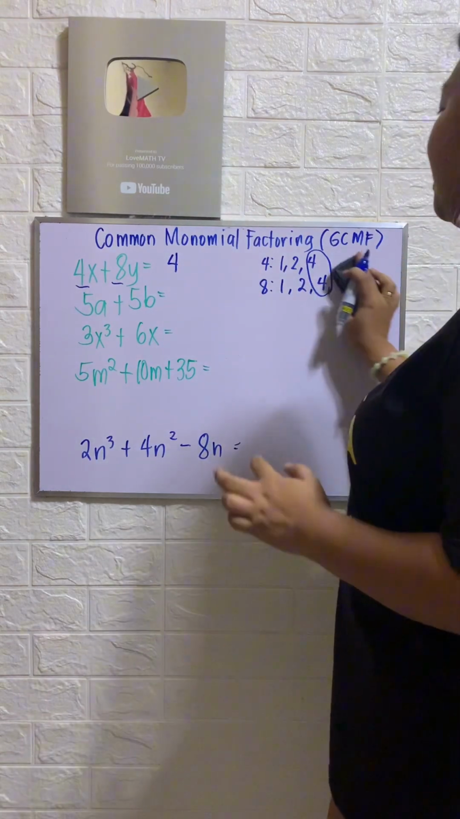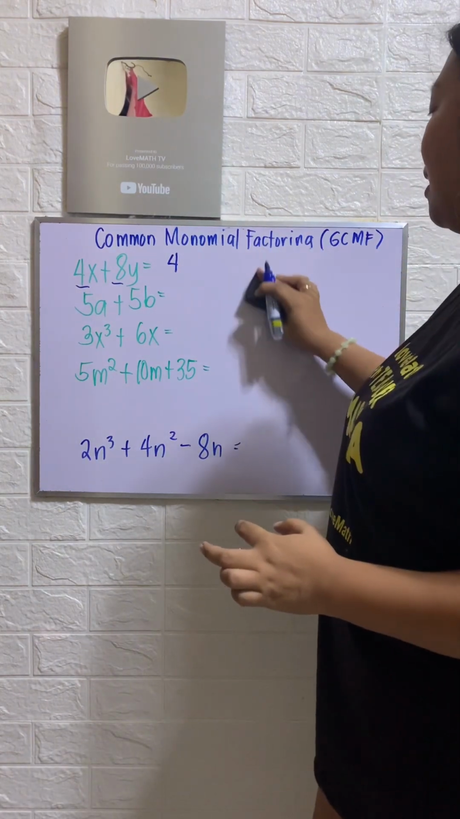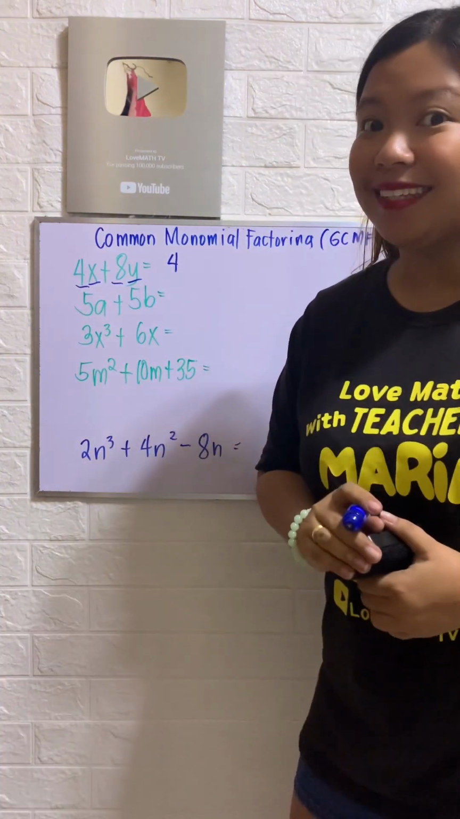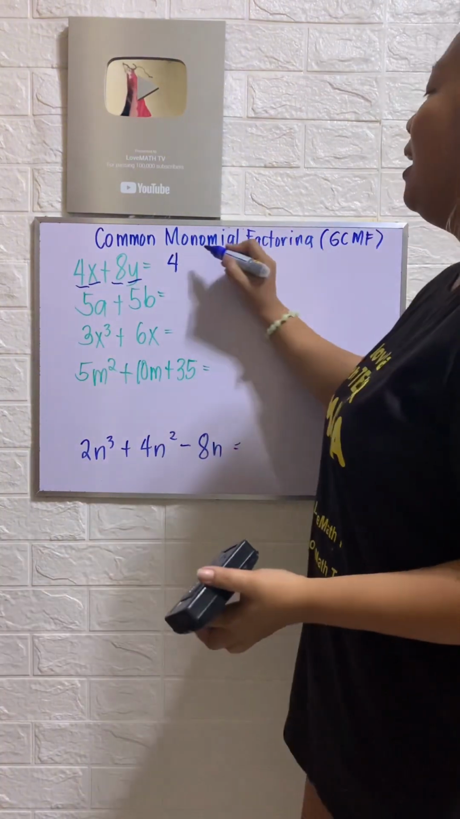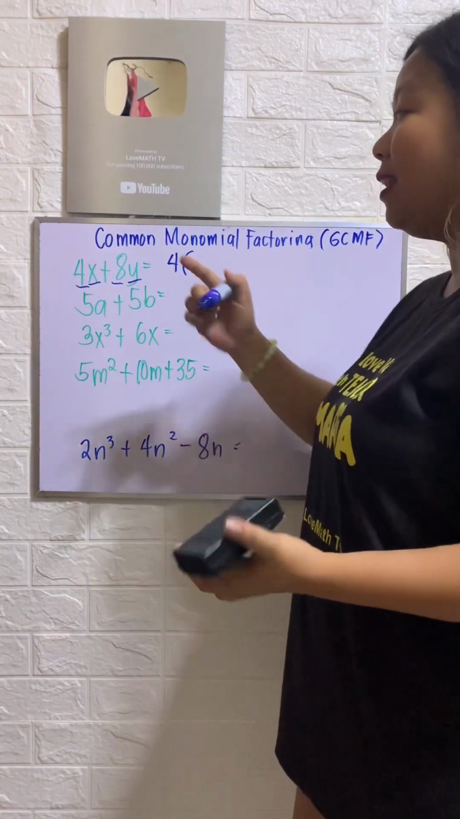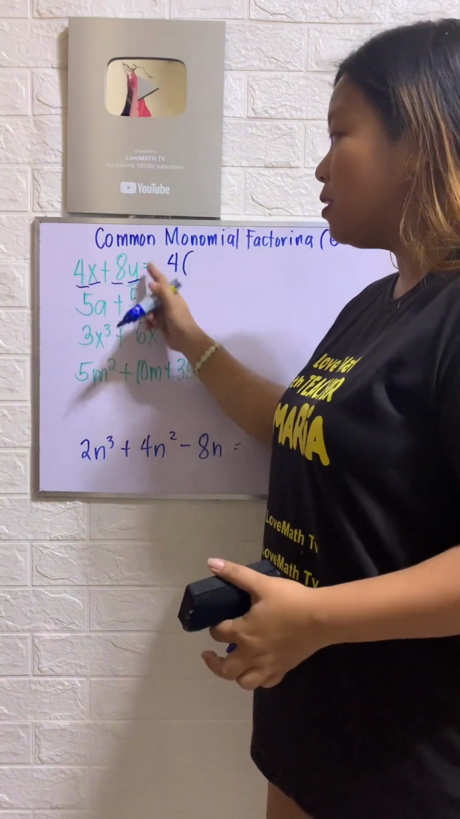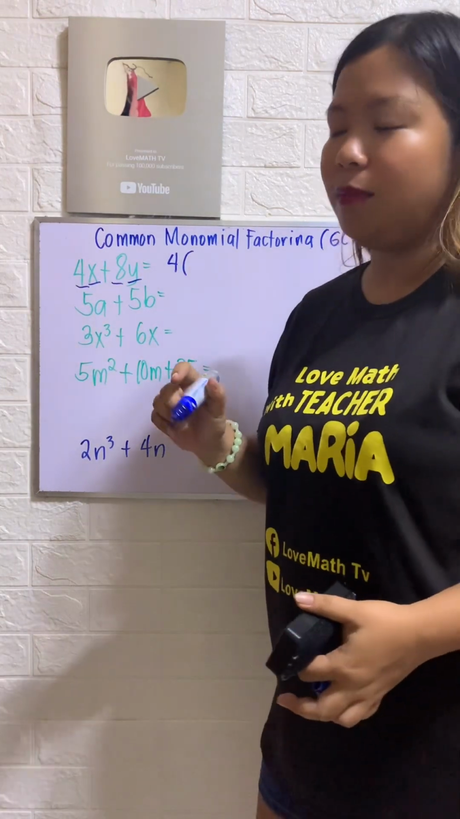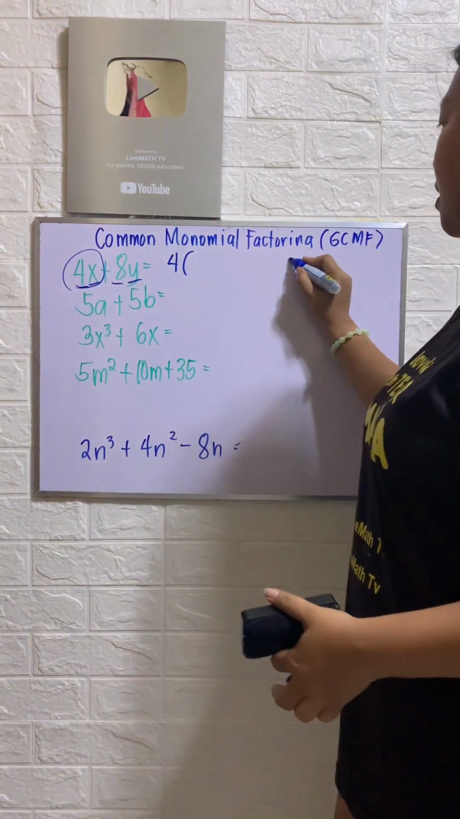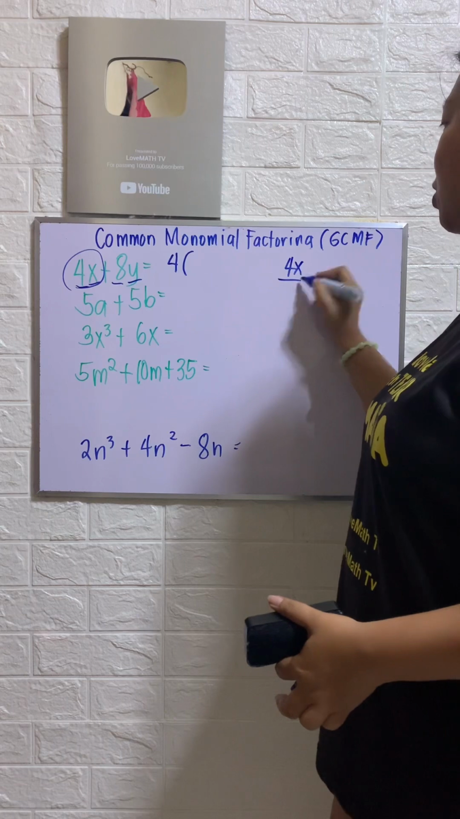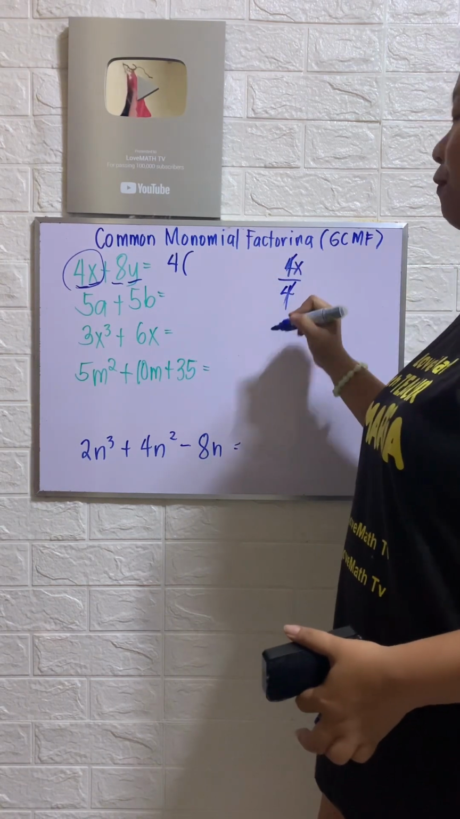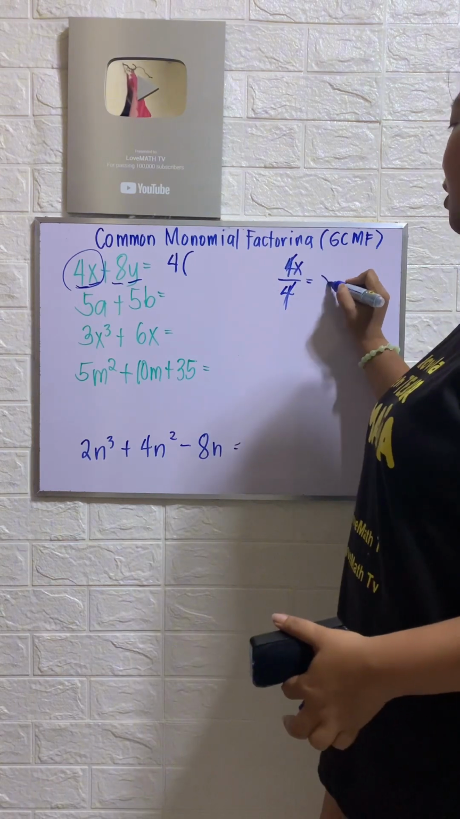Now, after that, punta naman tayo sa literal coefficients. Let's check x and y. May common ba sa kanilang dalawa? Wala. Kung wala, it's time na to get the other factor. Paano natin kukunin? By dividing each term with our greatest common monomial factor. So, kunin muna natin si 4x. Si 4x, i-divide natin siya by our GCMF, which is 4. So, 4 divided by 4, 1 lang siya. So, ang matitira lang dito ay x.